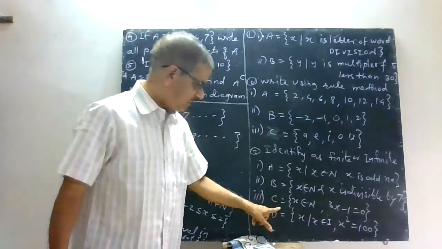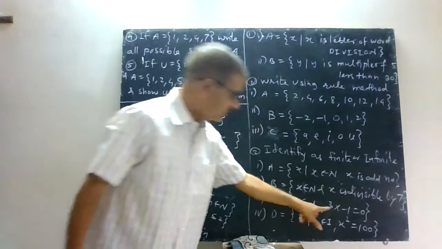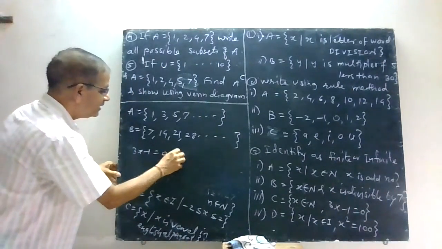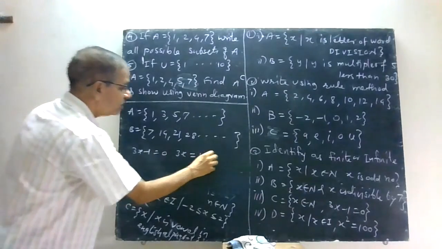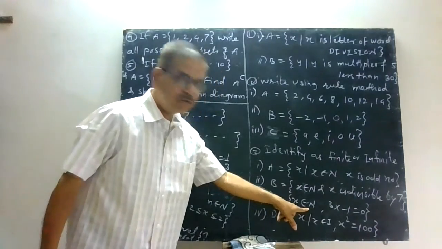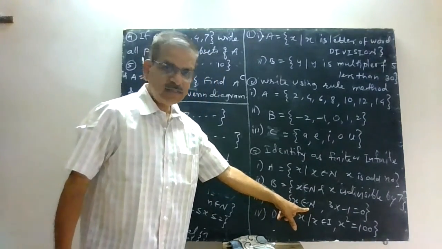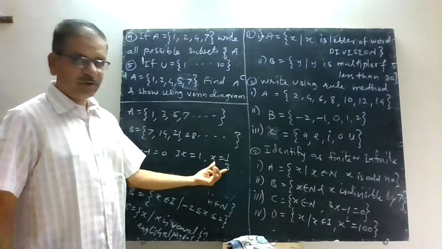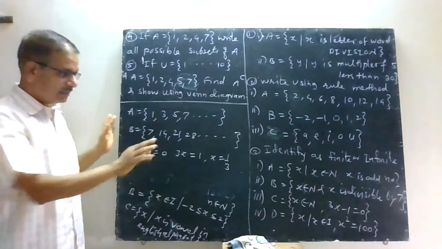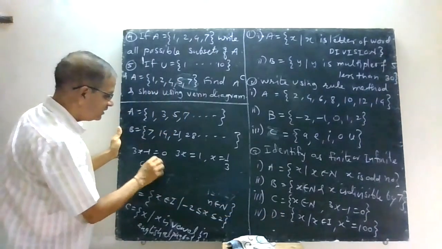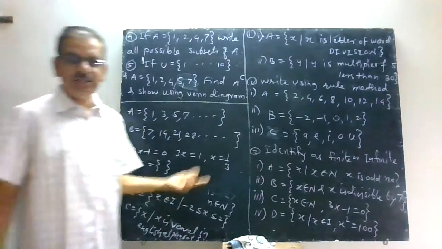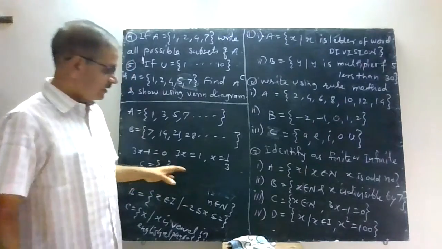Now set C, x is a natural number such that 3x minus 1 is equal to 0. If you solve 3x minus 1 is equal to 0, it gives 3x is equal to 1, so x is equal to 1 by 3. Now we observe x belongs to N, N is the set of natural numbers, and the only value of x which satisfies this equation is 1 by 3. That means there is no member in the set C. So set C is just an empty set, and you know that an empty set is always a finite set. So you can call this a finite set.